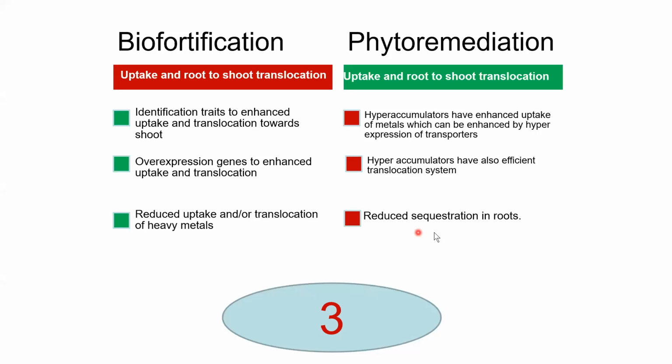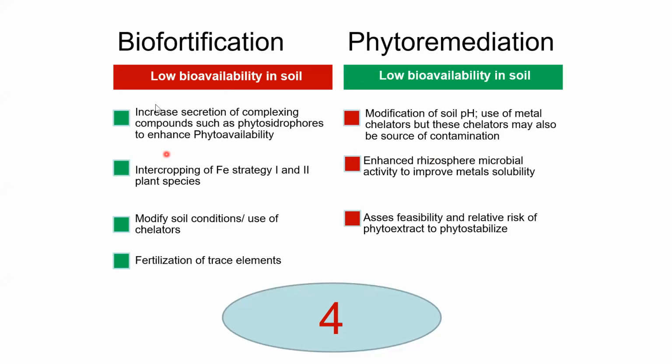So I was talking about reduced sequestration in roots. Because when they are sequestering in the root cells, it means that there is less translocation toward the shoot, which is required for the phytoremediation. So the phytoremediating plant must have less sequestration in the root cells and more sequestration in the shoot cells.